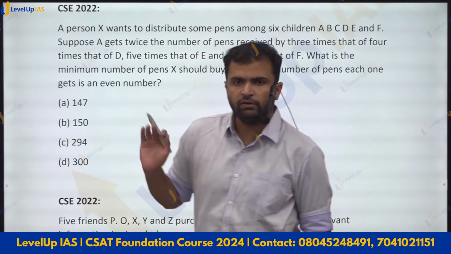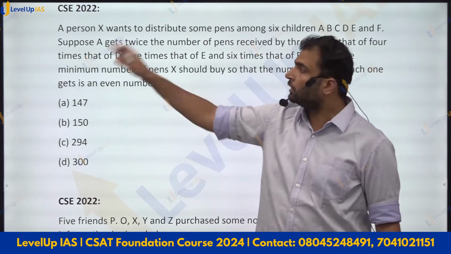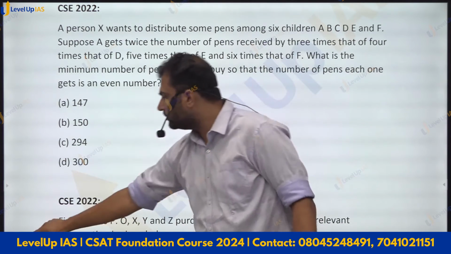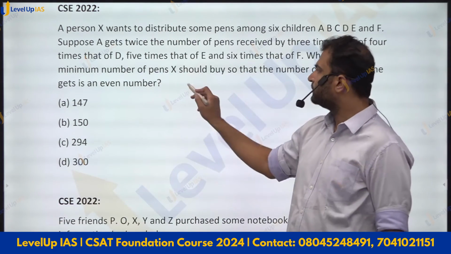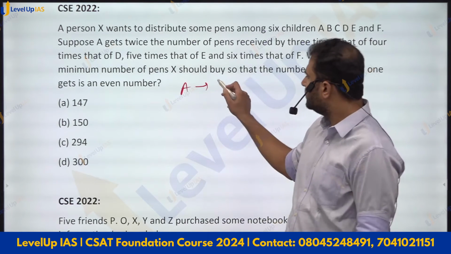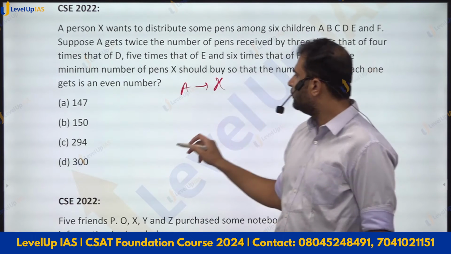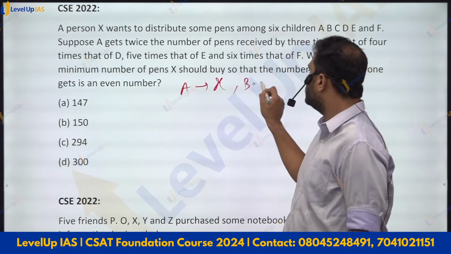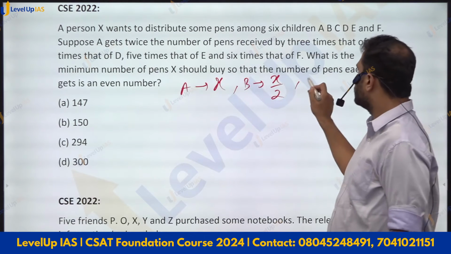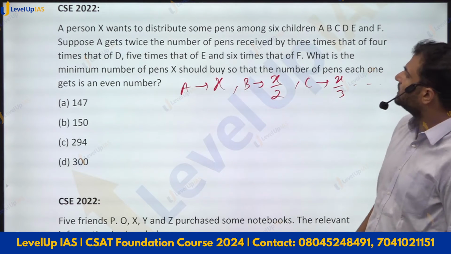So here every piece of information in this question is given about how many pens A gets: twice of B, thrice of C, 4 times of D, and so on. So we assume the number of pens A gets as, let us say, X. So what do we have? The number of pens B gets would be X by 2, since A gets twice of this. The number of pens C gets is X by 3, and so on. And what is the condition?